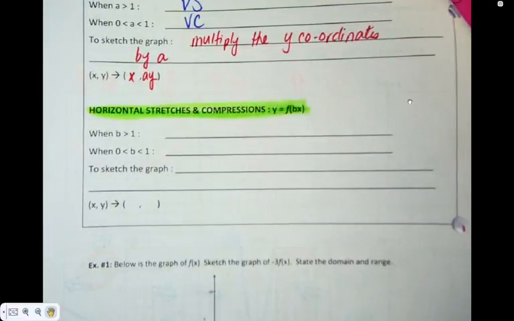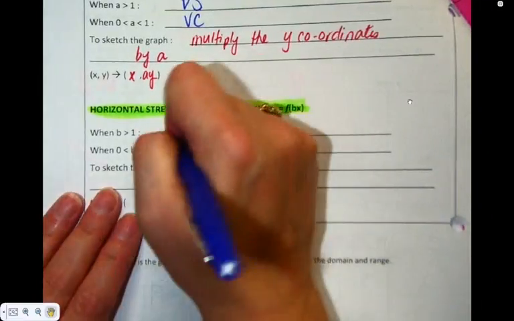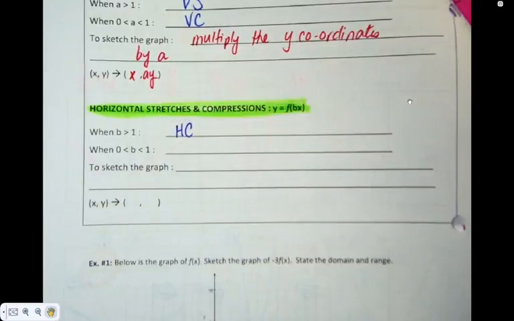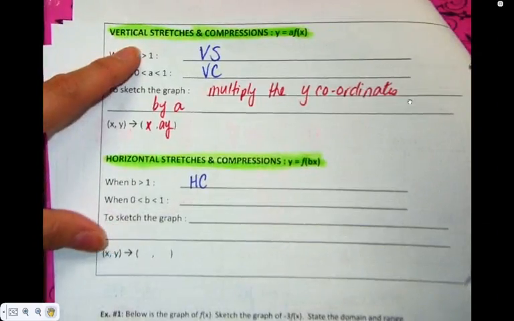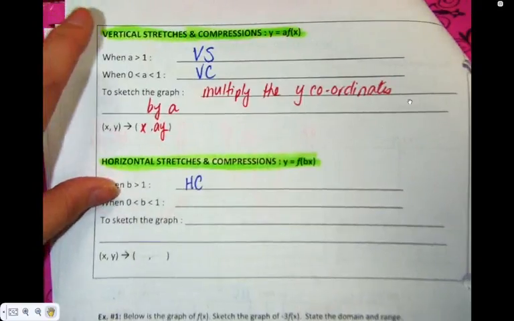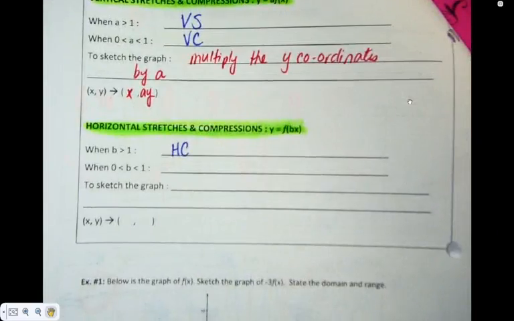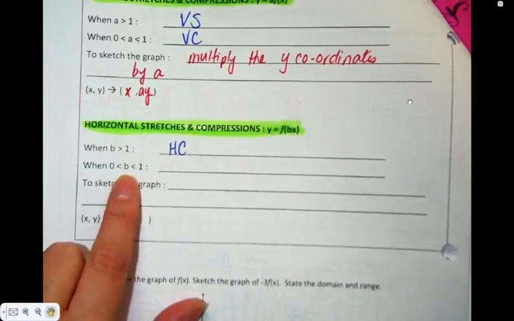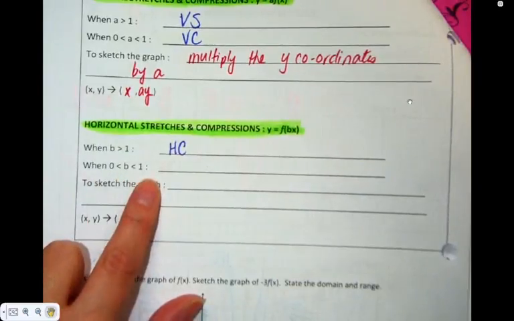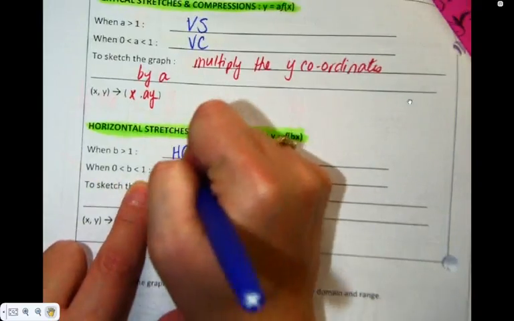Okay, horizontal. When B is greater than 1, it switches. That's a horizontal compression. So just look at the difference. When it's greater than 1 up here, it's a vertical stretch. When it's greater than 1 down here, it's a horizontal compression. 0 less than B less than 1. Again, this means between 0 and 1, and numbers between 0 and 1 are fractions, so it's a fancy way of saying a fraction. That's our horizontal stretch.